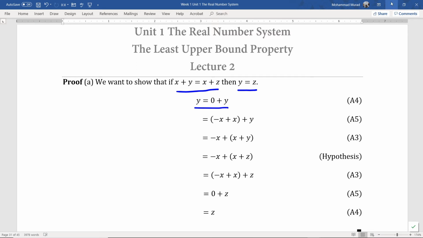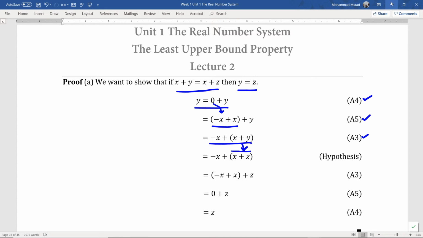Since y is in F, we can apply the axiom A4 to y. Then the 0 can be written as negative x plus x by the axiom A5. Then we apply the associative law for addition, which is the axiom A3. And by hypothesis, x plus y is the same as x plus z.